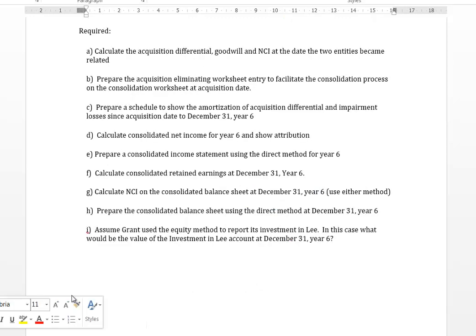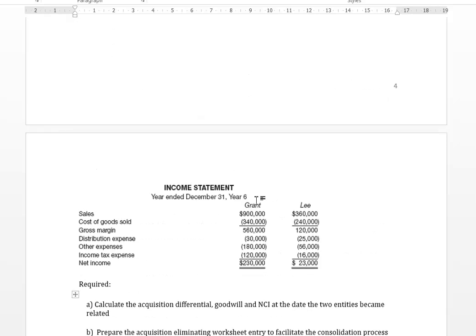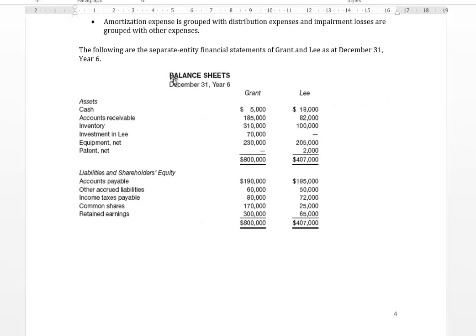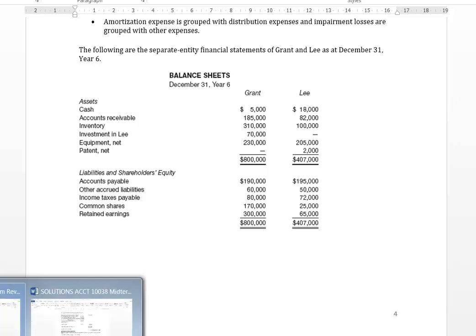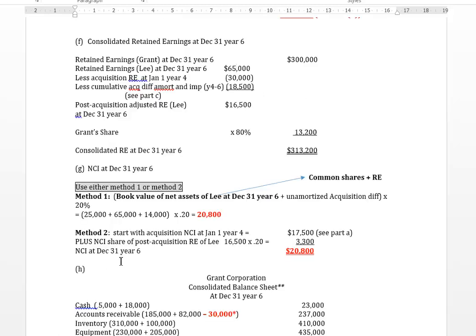If you go back to the question, just in case you're wondering where we got these numbers, they are there in the separate entity balance sheets for Grant and Lee. You can see retained earnings for Grant and you can see retained earnings for Lee. So this information is generally given to you in the question.